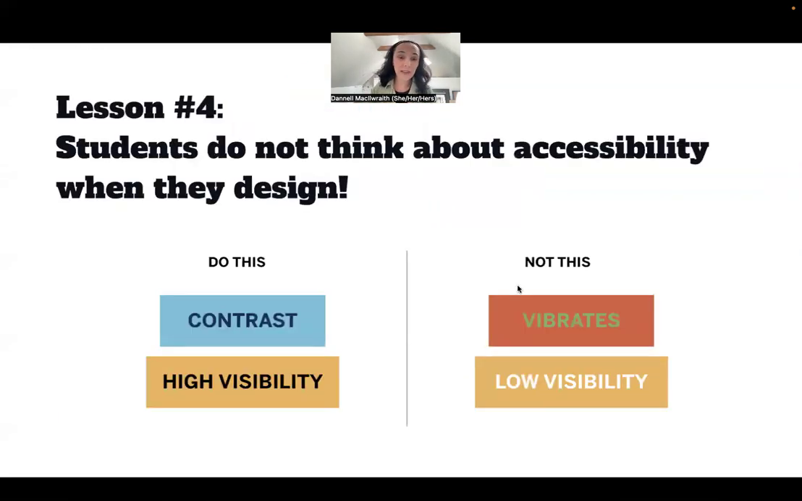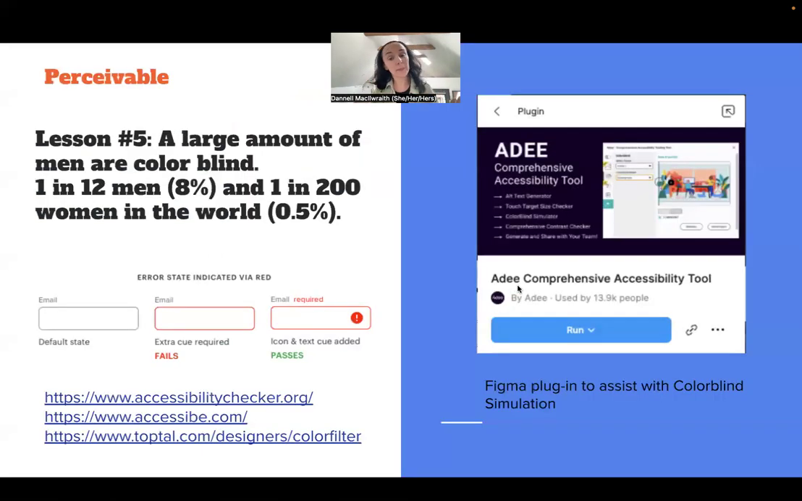So lesson 4 that I learned is students do not think about accessibility when they design at all. They love putting the entire rainbow, they love everything to overlap, and they love to treat it like a postmodern poster. And I really tried to hone them in a little bit on some perceivability, first layer.